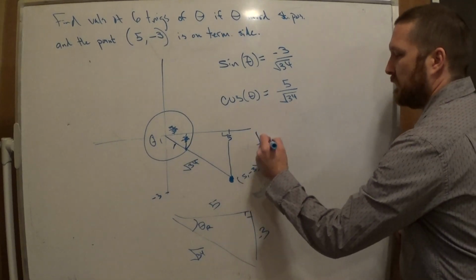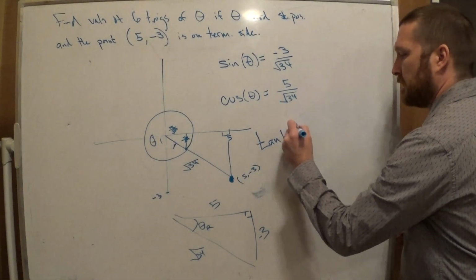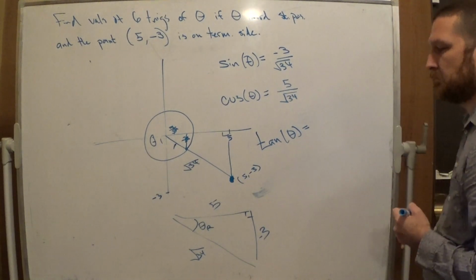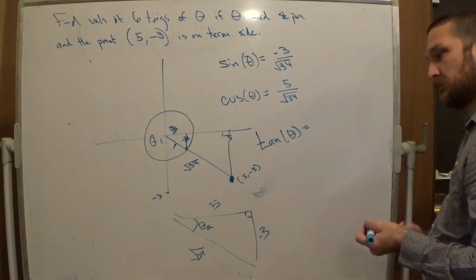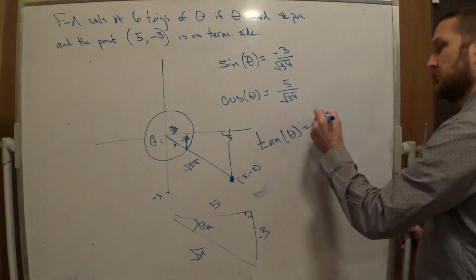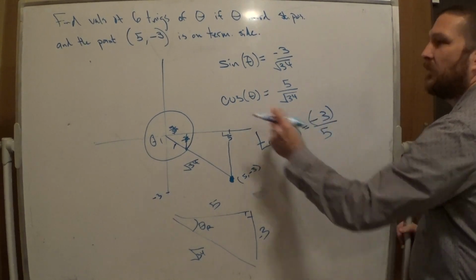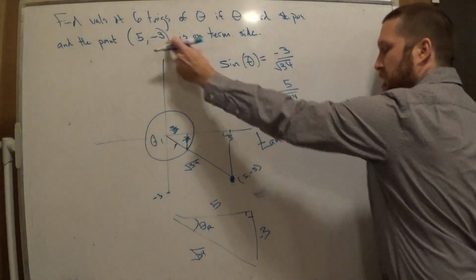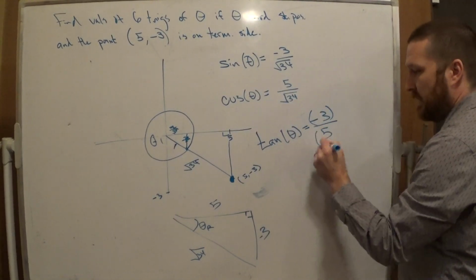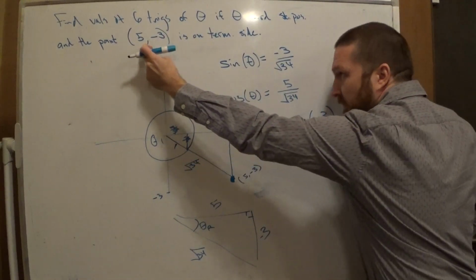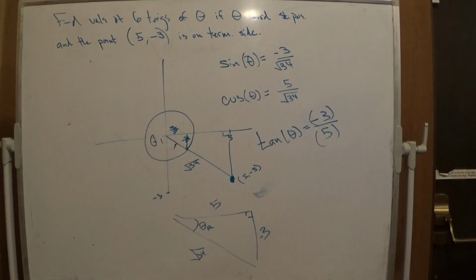One last one. What would tangent of theta be? It's negative 3 over 5. Oh, so in other words, whatever showed up right there divided by whatever showed up right there. Okay, I think I've made my point.